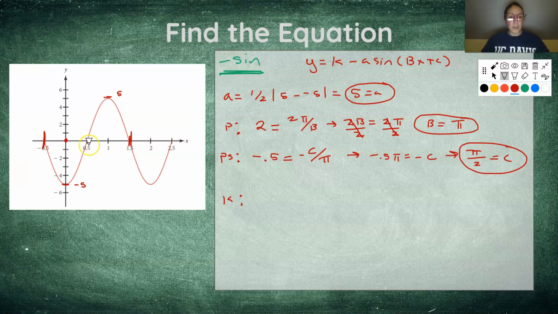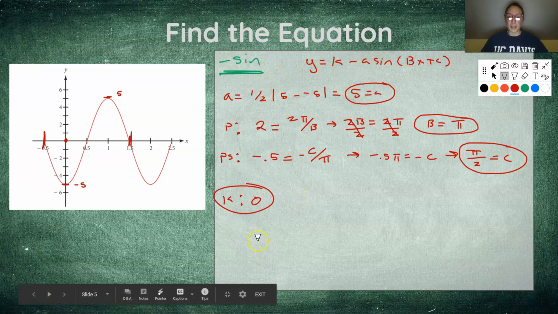If the x-axis is your midline, there's no vertical shift in the sine graph. And the x-axis is indeed our midline here. No vertical shift going on, so our k is 0. So let's fill in everything we have, and we know we're dealing with a negative sign this time. So we have y equal to k, which is 0, -5 sine b, which is pi, x plus c, and c is pi over 2.